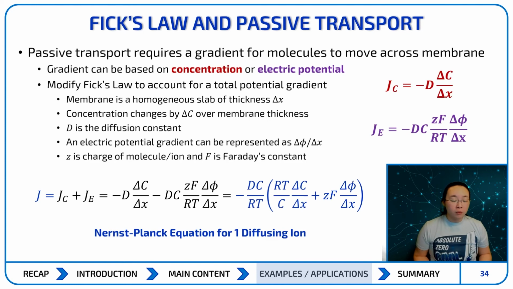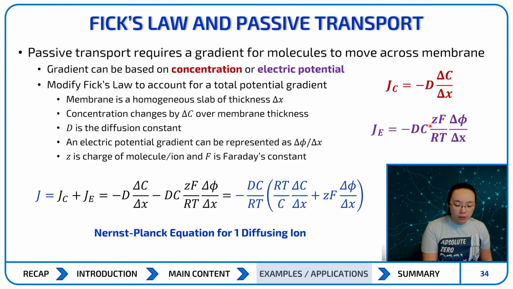The only thing with membranes is that the gradient can be based on a concentration gradient or an electric potential gradient. So using Fick's law, we have to create two different forms of Fick's law. The first form just has to do with the concentration gradient. That's the one that we're familiar with, in red. In purple, we have a modified version of Fick's law for electric potential.